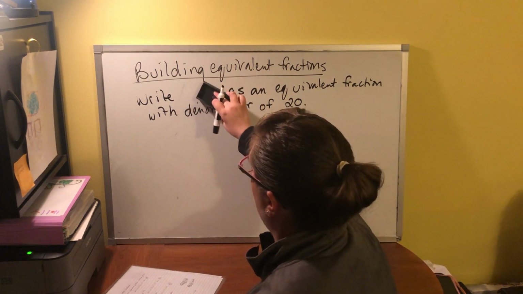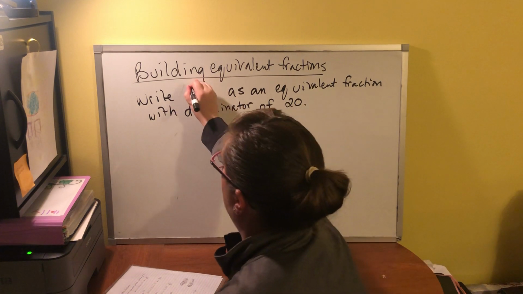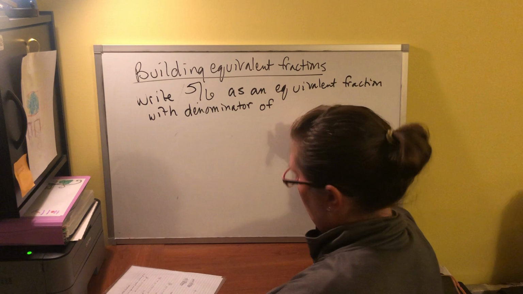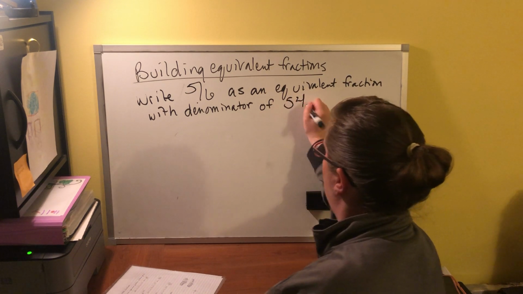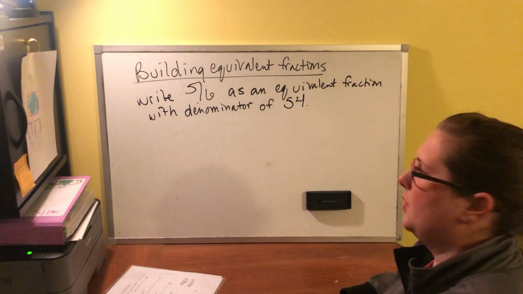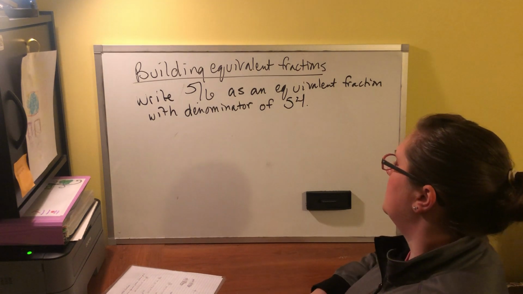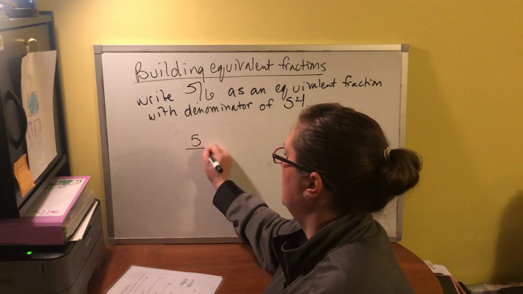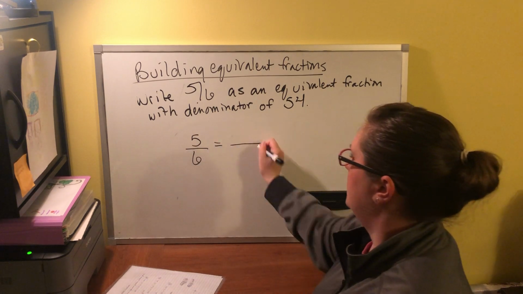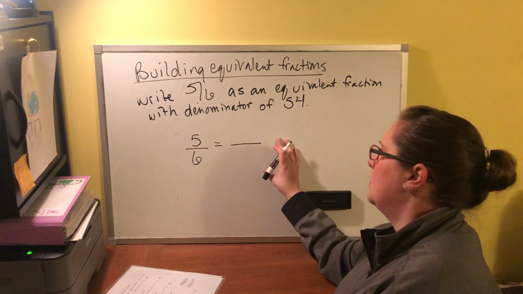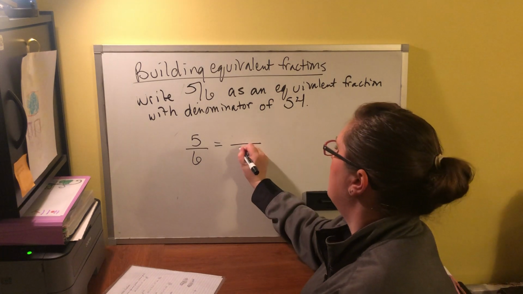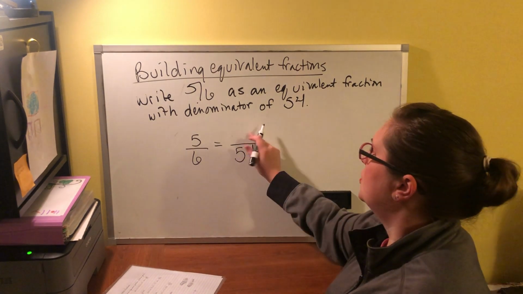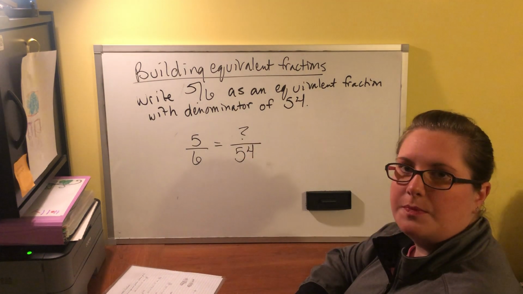So let's see, this time our fraction's gonna be 5/6, and our denominator is gonna be 54, okay? So 5/6, we want a denominator of 54. So start with the fraction they gave you. They gave you 5/6, set it equal to another fraction, and they said the denominator is going to be 54, okay? So we're solving for that numerator, okay?